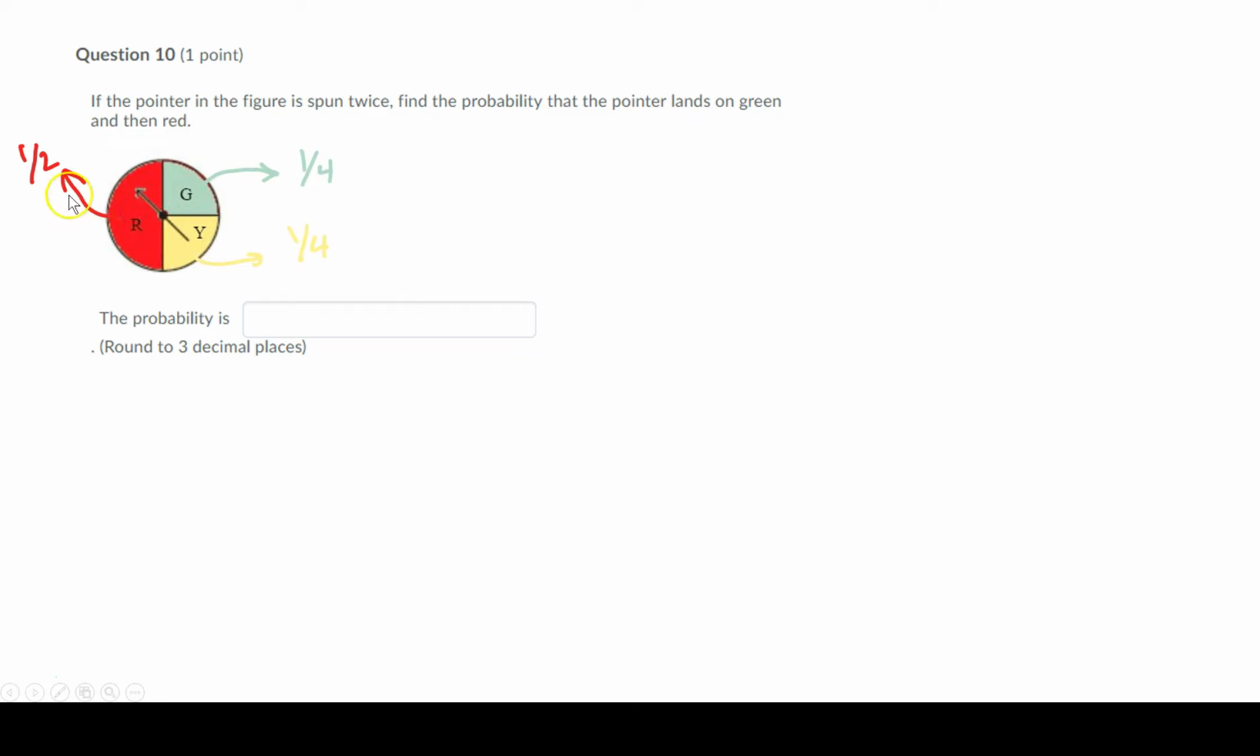So when I look at this wheel here, it shows I have one half of it being red. This is the other half shared equally by green and yellow, so each one has a 1/4 probability. So we're looking for the probability that it lands on green and then red.